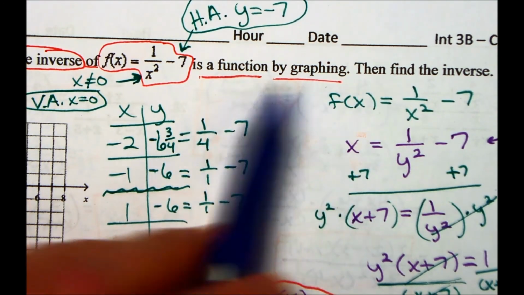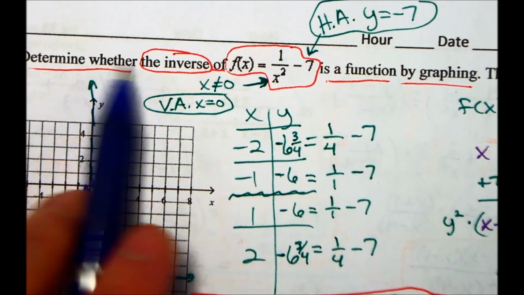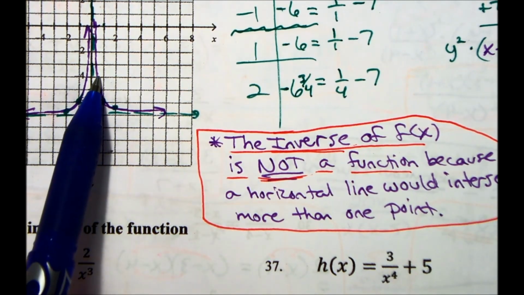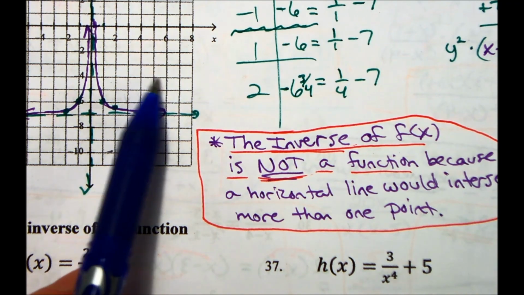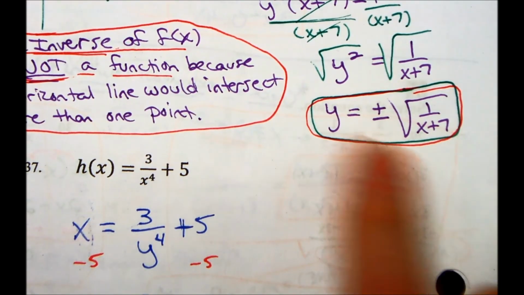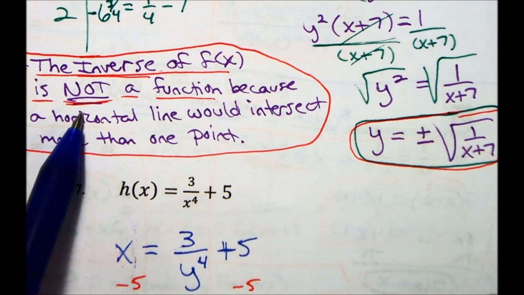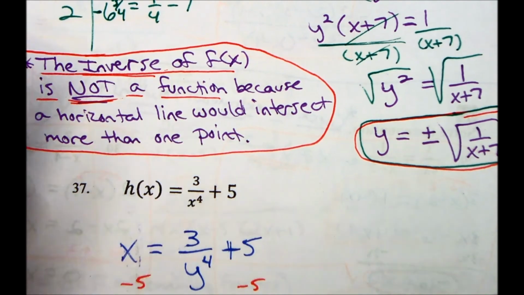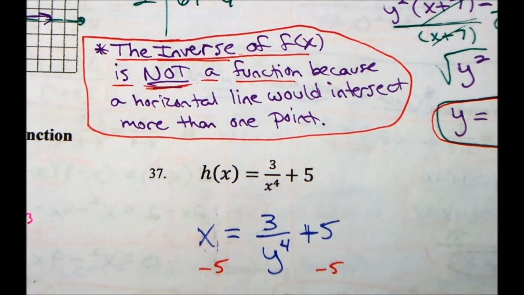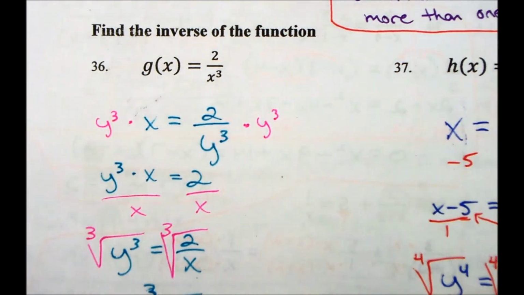So then it asks to determine whether the inverse is a function or not. So by using the horizontal line test, we could see that if you use the horizontal line test, it will cross more than one point. So the inverse, this function here, is not a function because the horizontal line test would intersect more than one point.